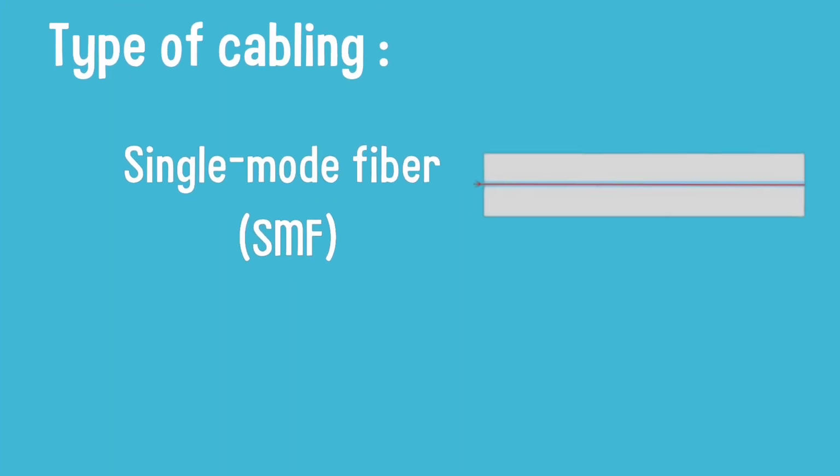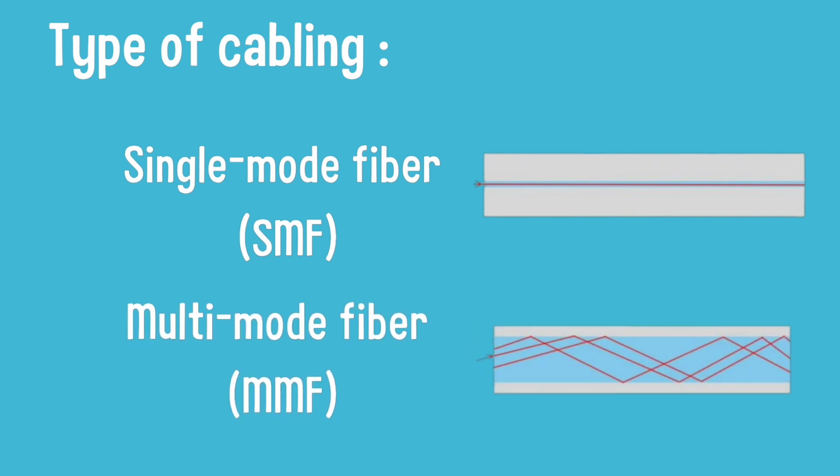There are two types of fiber optic cables. Single-mode fiber, SMF, uses only a single ray of light to carry data and is used for larger distances. Multi-mode fiber, MMF, uses multiple rays of light to carry data, and it is less expensive than SMF.